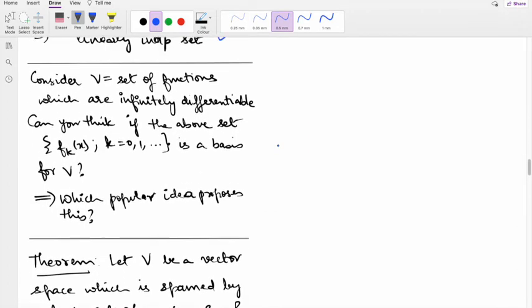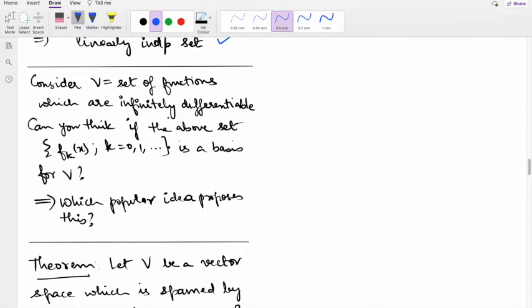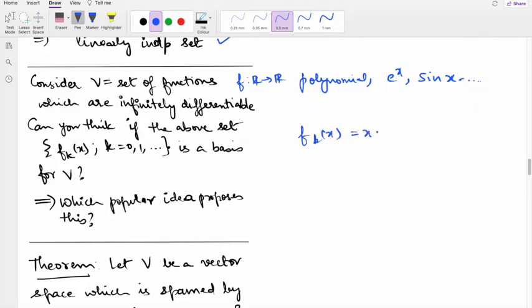Then we'll go to this idea: let's say V is the set of all functions which are infinitely differentiable. For example, all polynomial functions are obviously a part of this. We also have e power x sort of functions, sin x sort of functions, and so on. Let's say we restrict to the R case. So can you think whether the above set, defined as fk of x equals x power k, will be a basis for V or not?